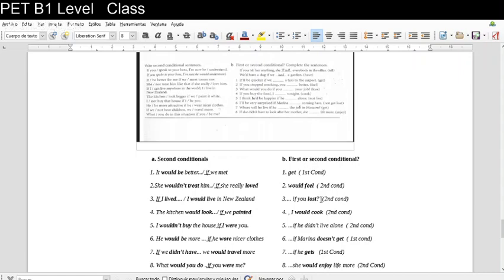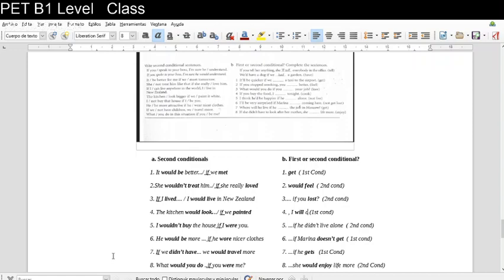Number four, I think it's if you buy, it's present simple. I'm going to change it now. Very good. It's first conditional. I will cook. Yeah, first conditional. Now, very good. Number four. If you buy the food, buy is present simple. I will cook tonight. Very good. Then, it's present simple and future with will.